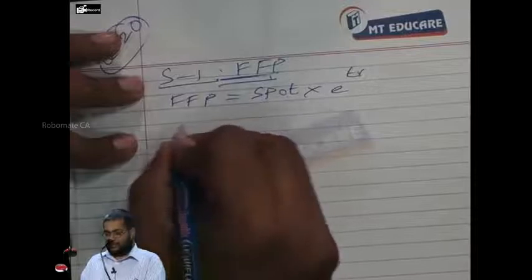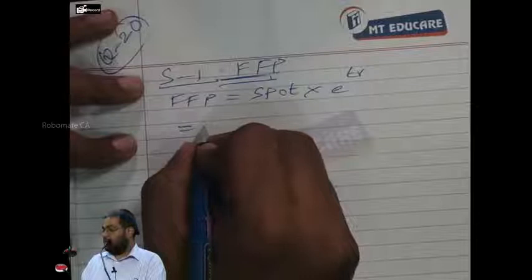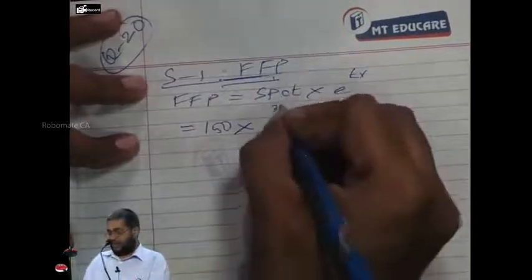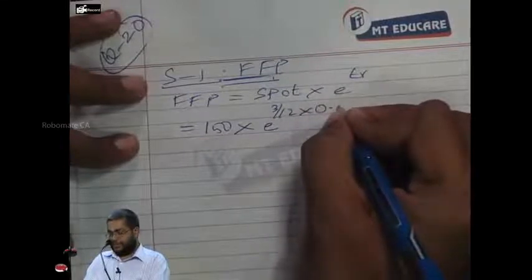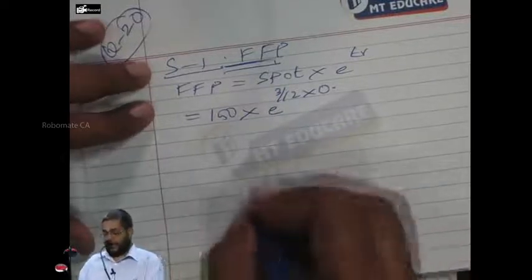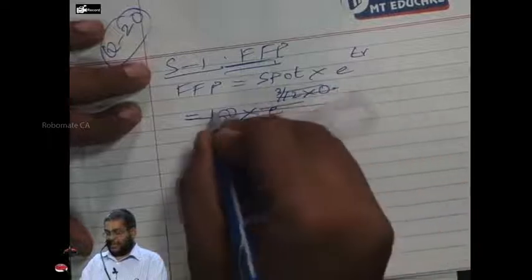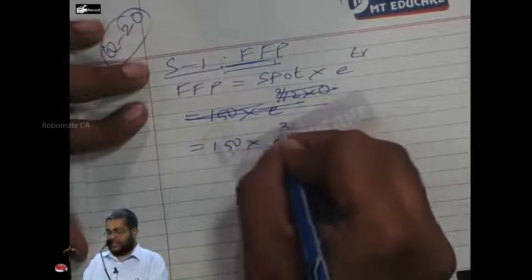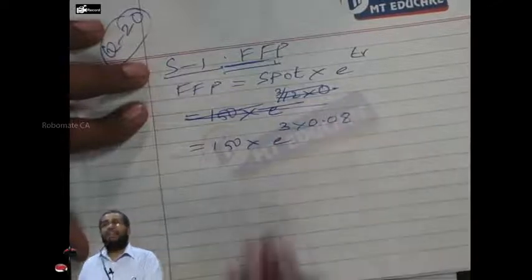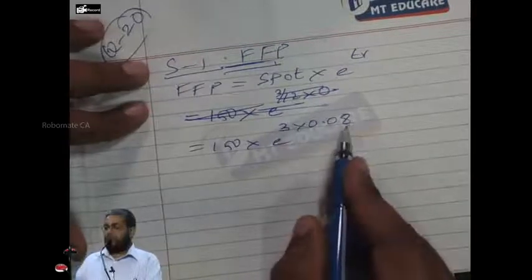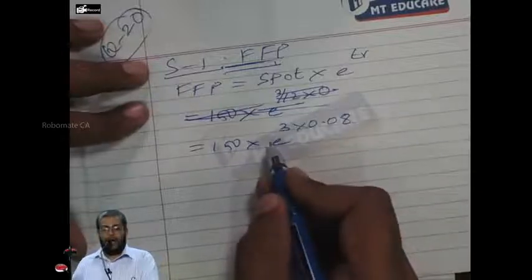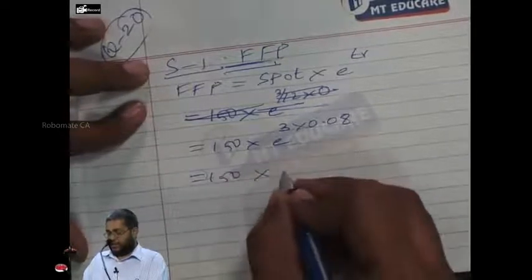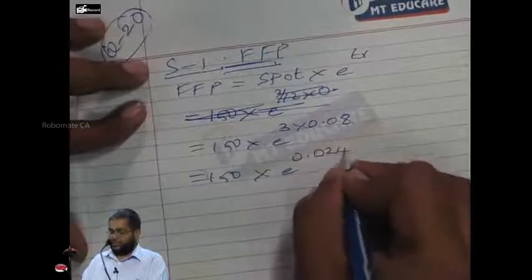Now, what is the spot price of the Omega share today? 150 times e to the power. How many months futures? e to the power 3 by 12, at what rate of interest? It's given per month, not an issue. I'll do it in months, which is equal to 150 times e to the power 3 months, with interest per month 0.008. When I have interest per month, I multiply by months. Per annum, T should be in years. Which is equal to 150 times e to the power 0.024.